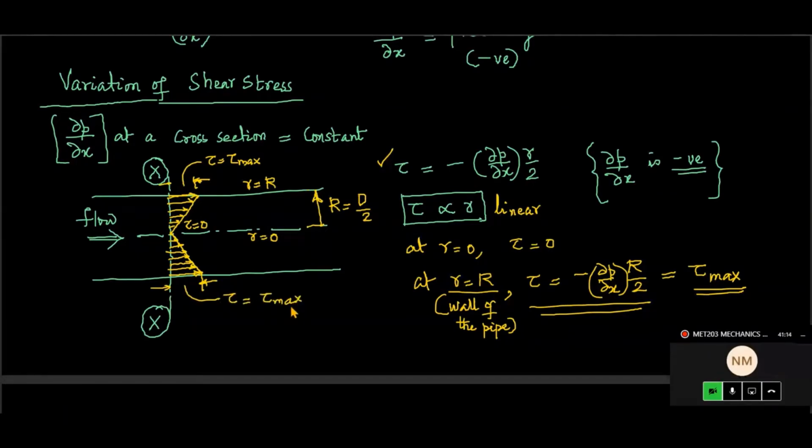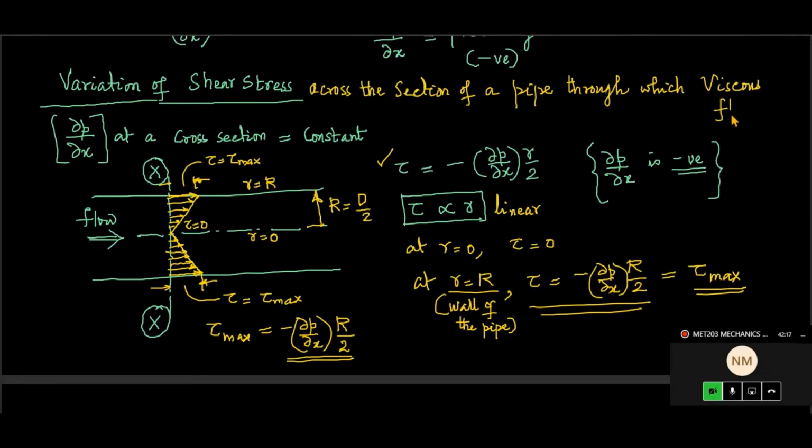And what is the value of tau max? I repeat, for solving numerical problems, please do remember the shear stress maximum prevails at the wall of the pipe, and the value is equal to the pressure gradient dou P by dou X into capital R by 2. And again, dou P by dou X by itself is negative. There is a minus sign in front of that. That will make the shear stress positive. So this is the variation of shear stress across the section of the pipe.